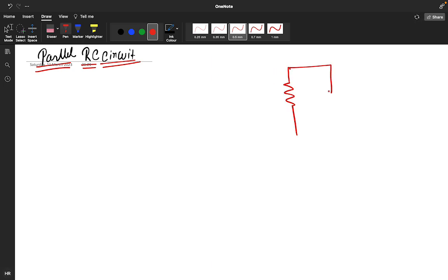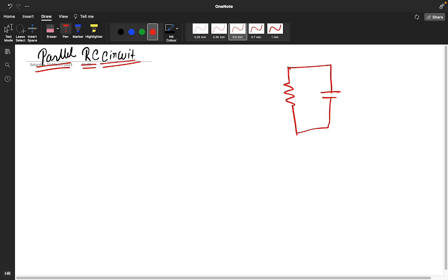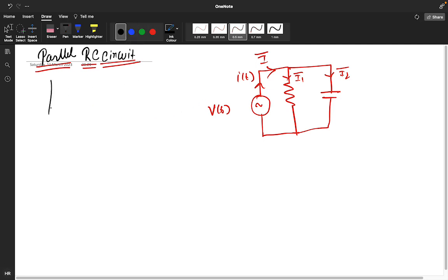R is there, C is there. And you have some potential voltage you have assumed, V of t. This is an AC circuit. This is I of t, and I am taking it as an I phasor, and this particular current I am taking as an I1 phasor, and this particular current I am taking as an I2 phasor. If V of t is sinusoidal voltage, then V of t equals Vm sin omega t.